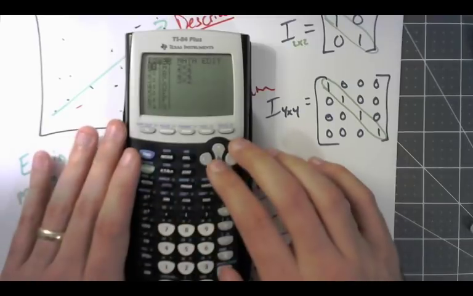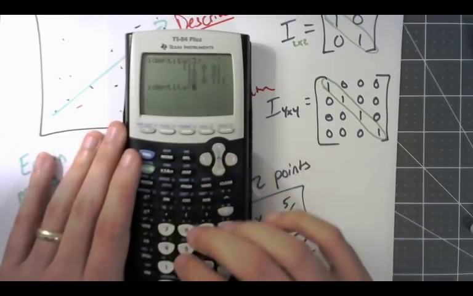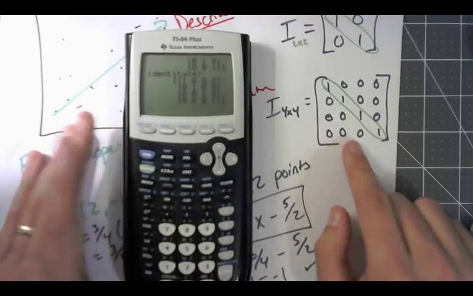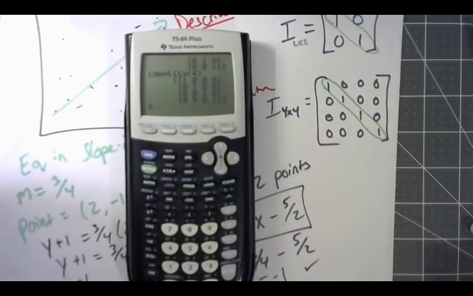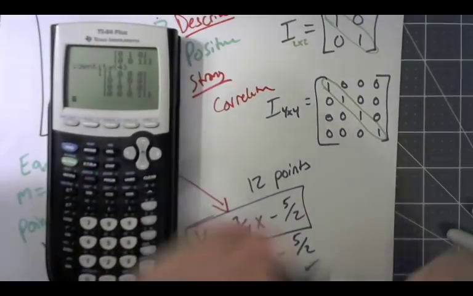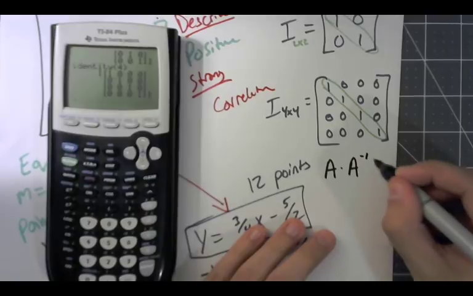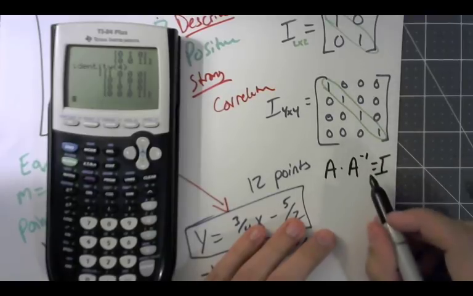I can get the 4 by 4, and you can see it matches that perfectly. So identity matrix, we know that inverses, when we multiply them together, A times A inverse gives us our identity matrix.